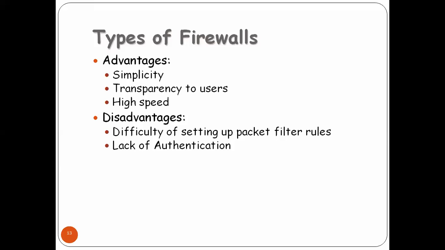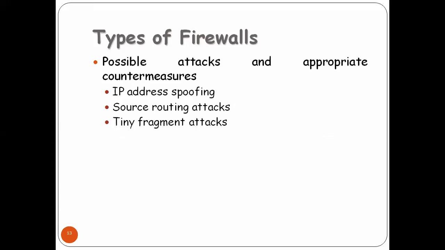And we have to know about the lack of authentication. What is the meaning of authentication? It is whether we know who is the owner of the particular data. That is the authentication we lack in this case. Then the possible attacks and the appropriate countermeasures: IP address spoofing, source routing attack, and the fragment attack.